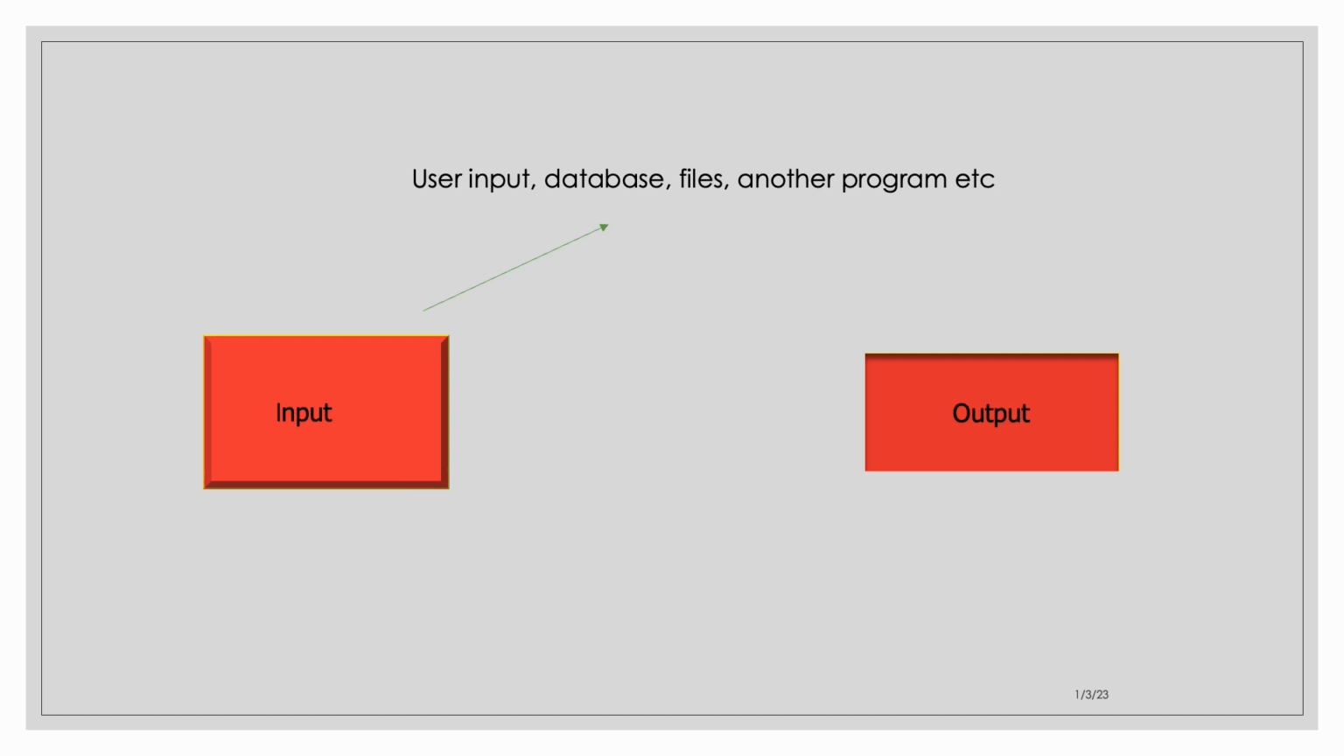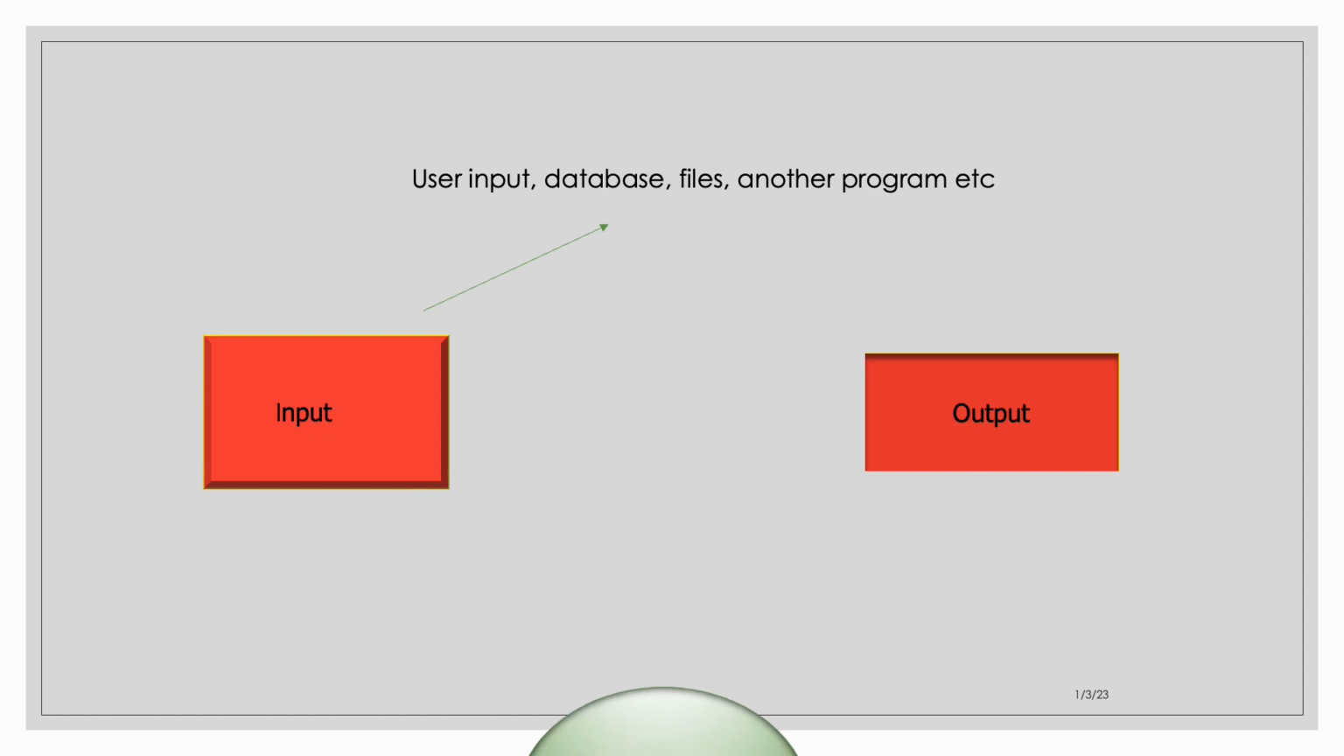Similar to the input, output also can be represented in different ways. It can be printed on the screen, but for complex systems, the output can be input to another piece of code, or it can be written into a database or a file, so there could be different representations of the output. We'll focus more on process today.